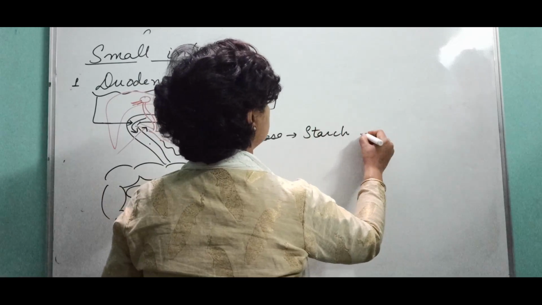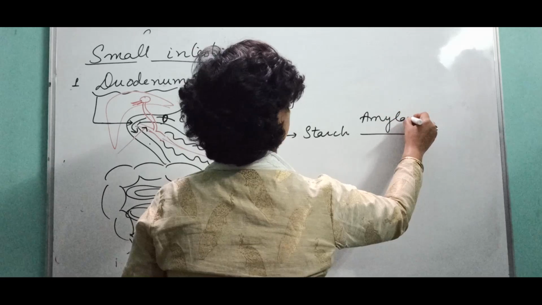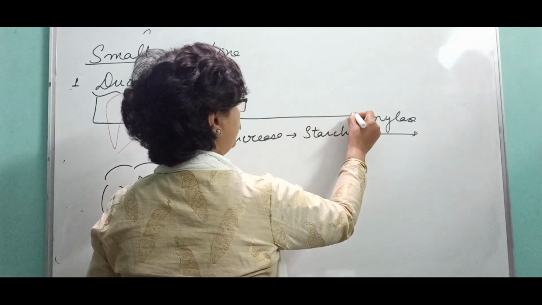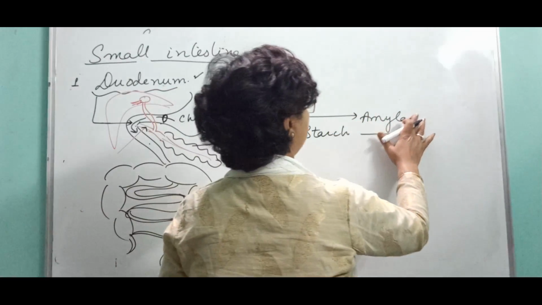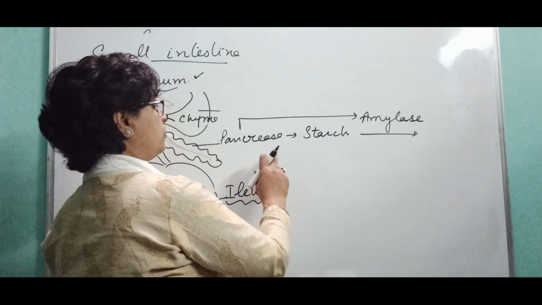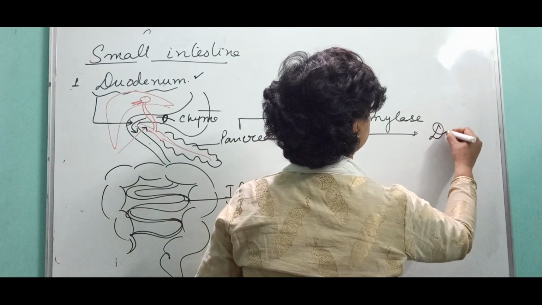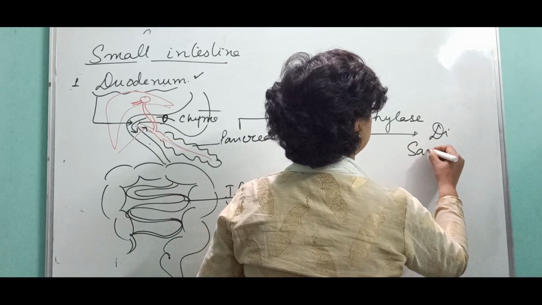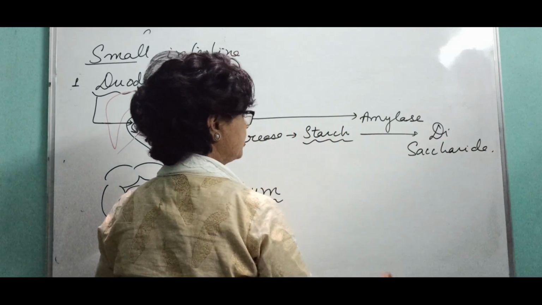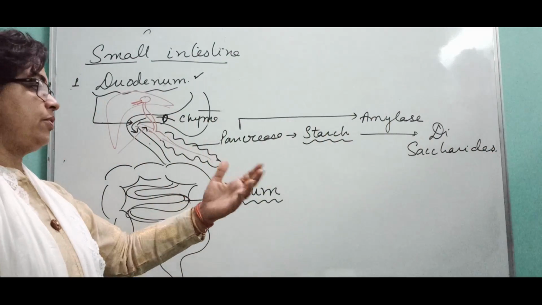I'm going to write down the amylase. The difference is that, as it is secreted by this gland, we are using the term pancreatic amylase. Amylase, right? So this pancreatic amylase converts starch into disaccharides. There are so many different types of disaccharides, peptones and proteases.